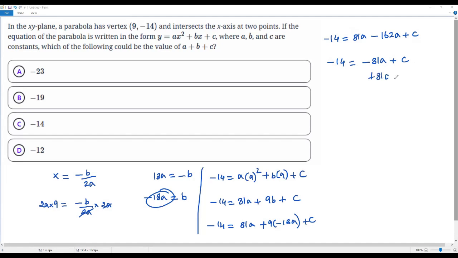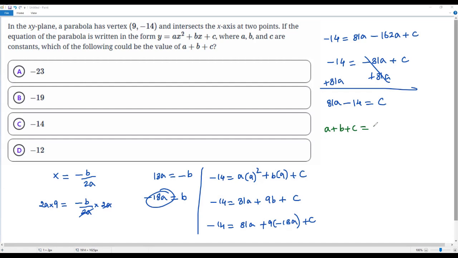Let me add 81a to both sides of the equation. Then this one will cancel out. I am getting 81a - 14 equals c. Here our aim is to get the value of a + b + c. Now let me write over here a + b + c.